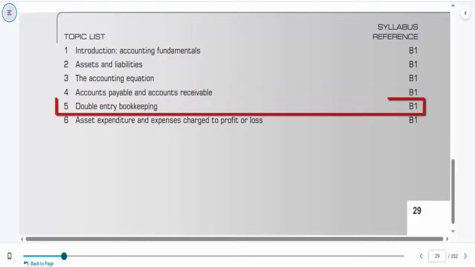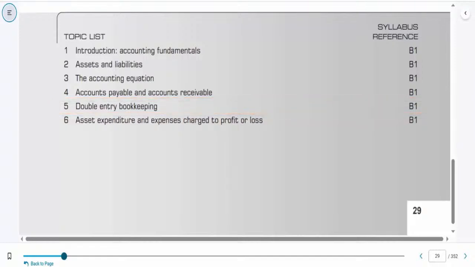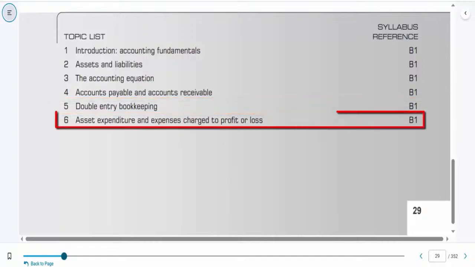5. Double entry bookkeeping. This is one of the most important skills in accounting. You'll learn how every transaction has two sides to keep the books balanced. 6. Capital expenditure and revenue expenditure. Lastly, we'll look at two different kinds of spending, capital and revenue. Understanding these will help you see the difference between spending for long-term growth versus day-to-day costs.